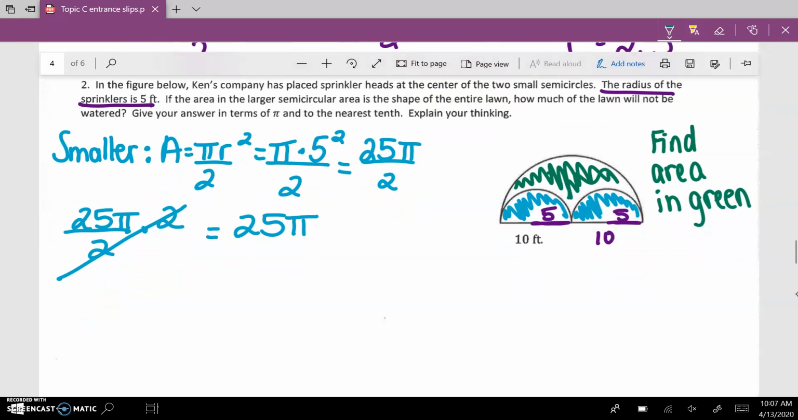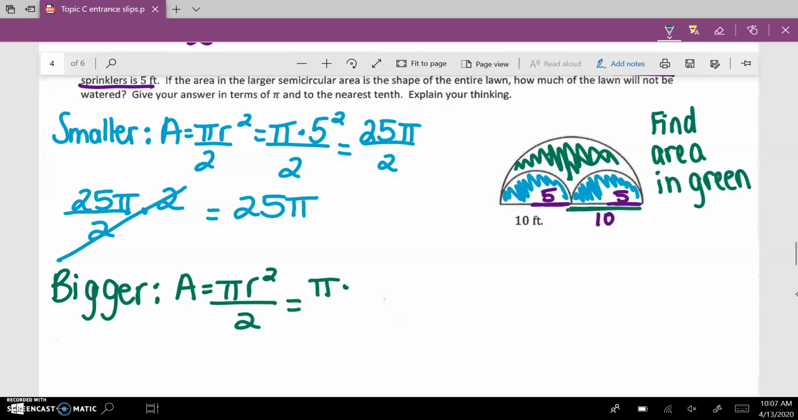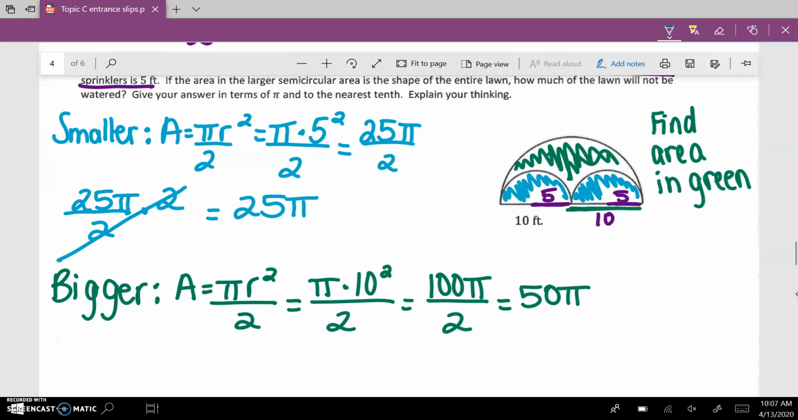So now if we go to do the bigger semicircle, the green, again we have the area is pi r squared divided by 2. It's still a semicircle. So we'd have pi times our radius here. Half of this semicircle is the 10. So times 10 squared divided by 2. So we would end up with 100 pi over 2, and then 100 divided by 2 would give us 50 pi for the semicircle. Right? We don't multiply by 2 here because we only have one semicircle.